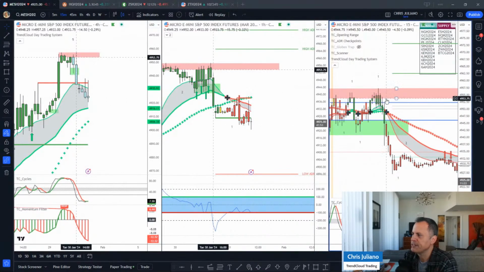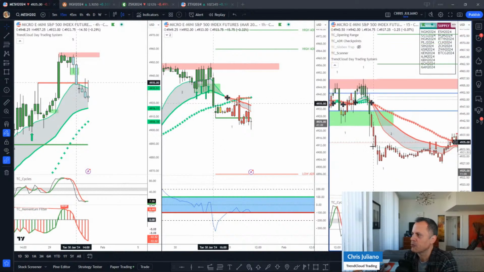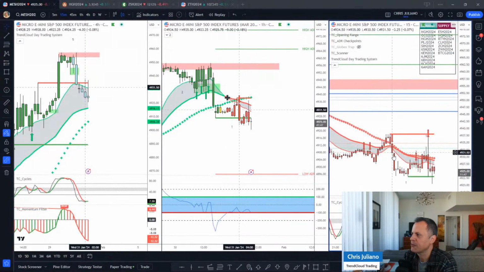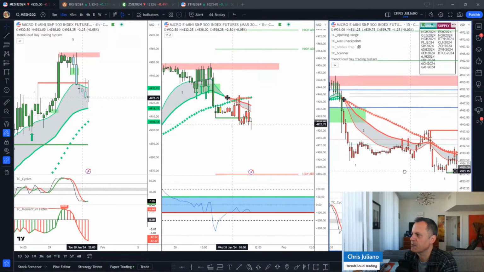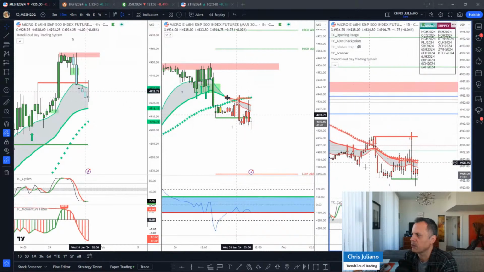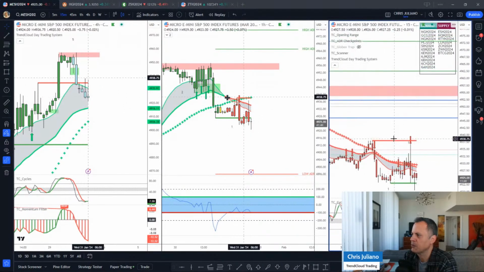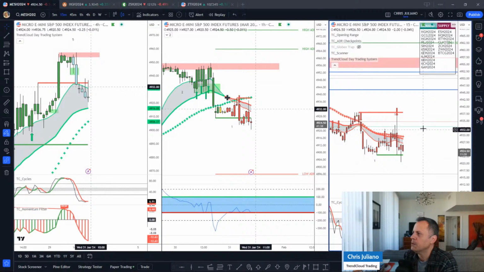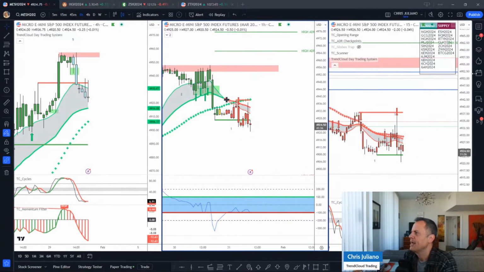And then what it did was it broke through the bear trap, right? Broke through that bear trap, went sideways, and we're still kind of just going sideways here. So that is what's going on right now.